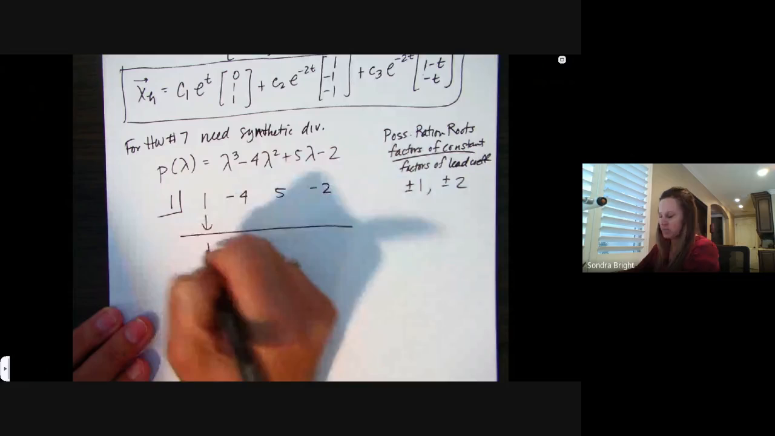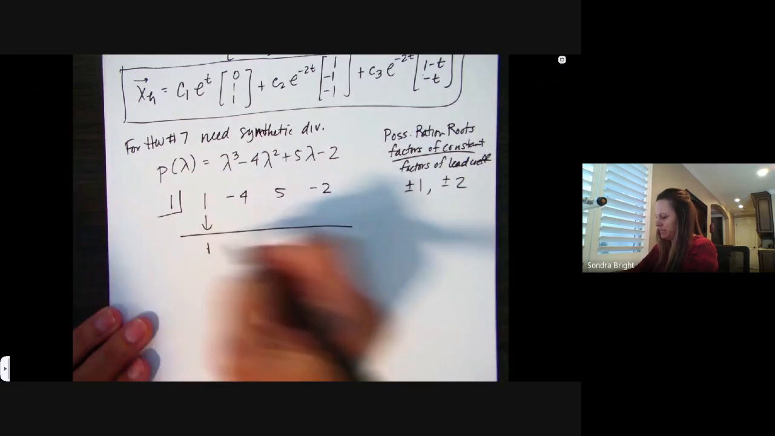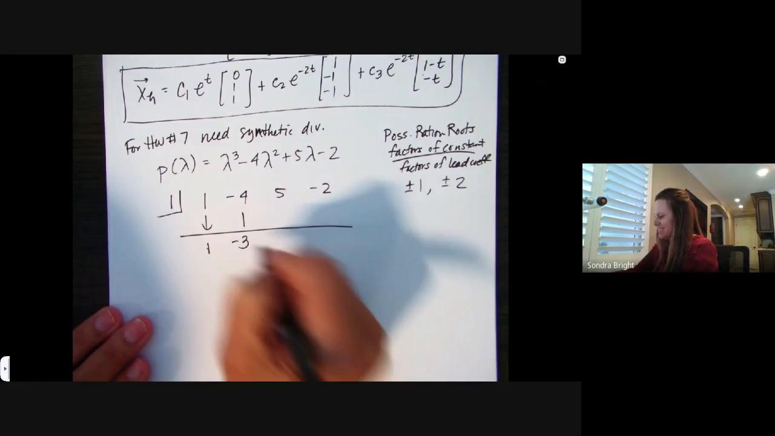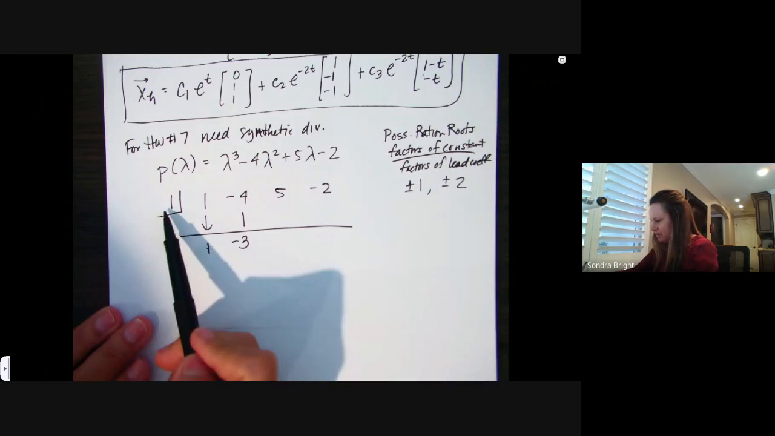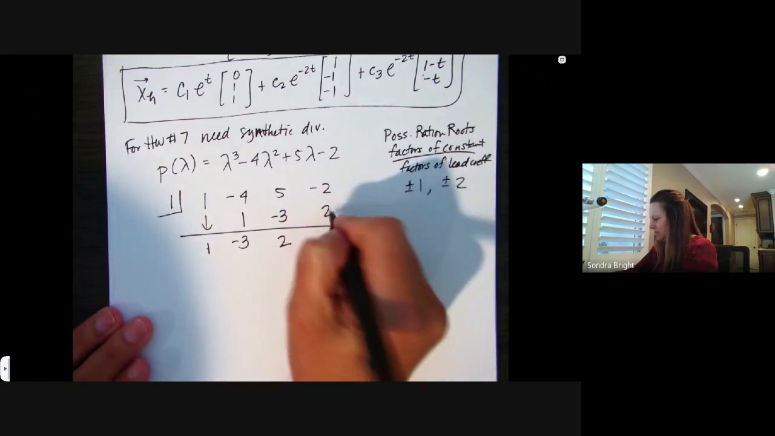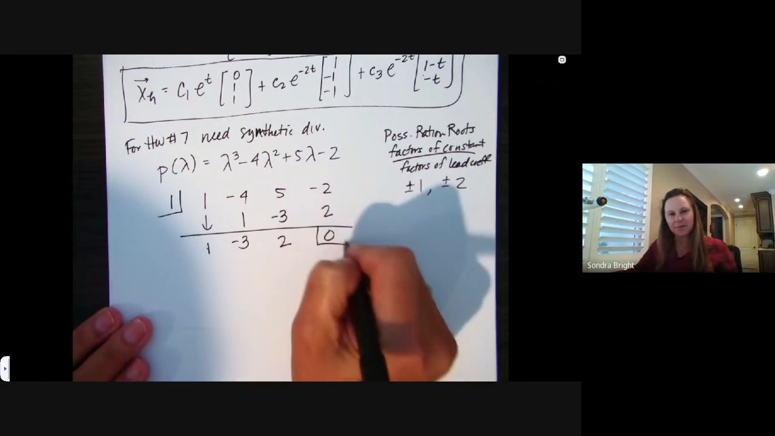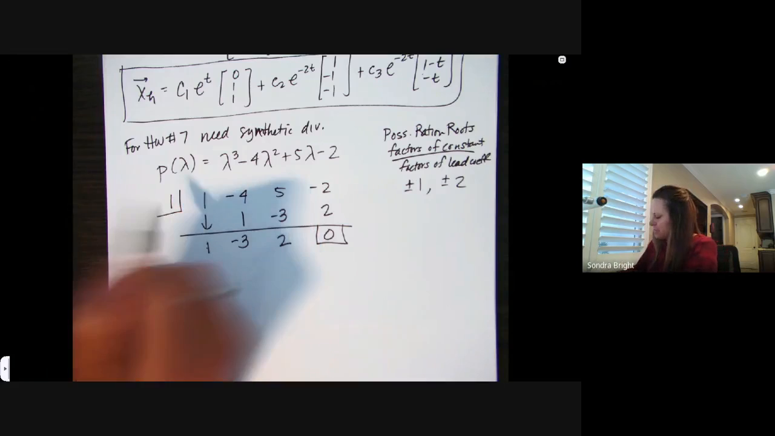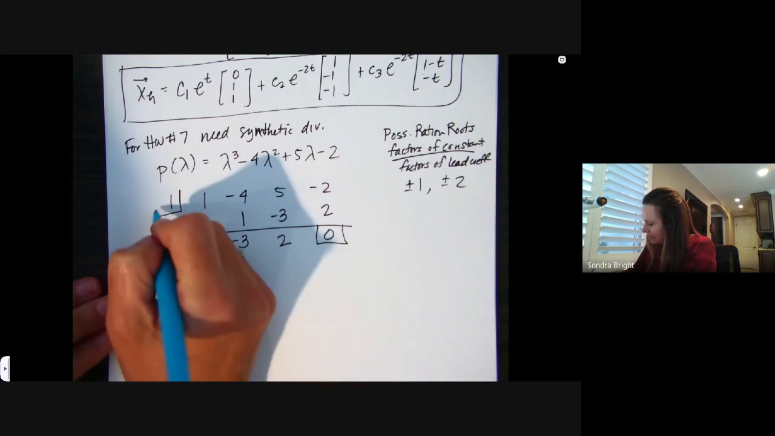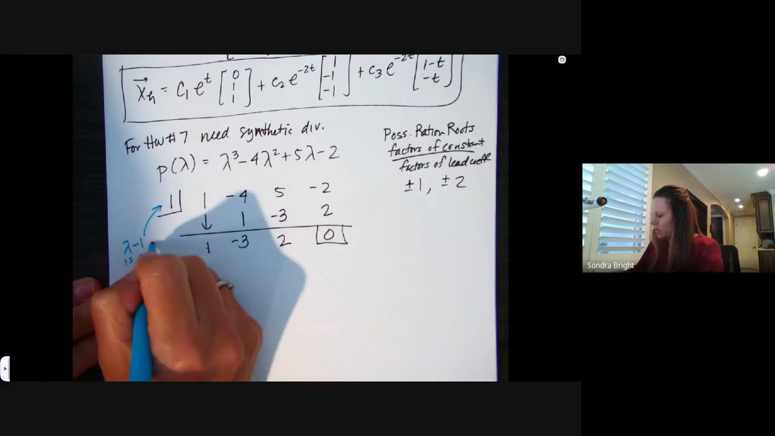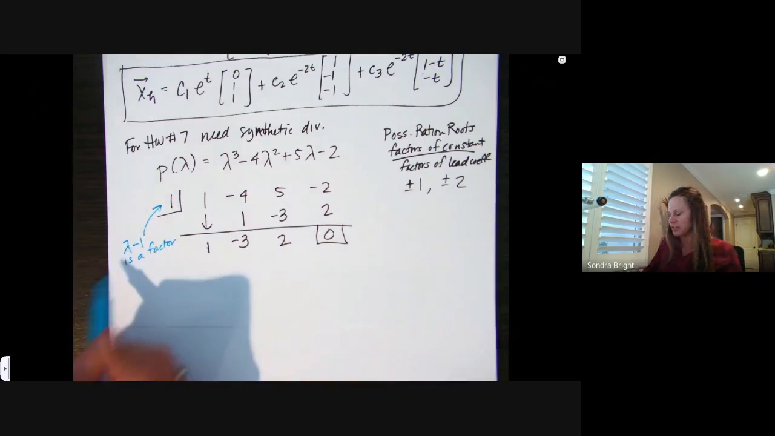1 times 1 is 1. Plus -4 gives you -3. -3 times 1 is -3. Adding it to 5 is 2. 2 times 1 is 2. Adding it to -2 is 0. Yay! When you get a 0 as your remainder, then 1 is a root, which also means that lambda minus 1 is a factor. 1 is a root, but lambda minus 1 is a factor.